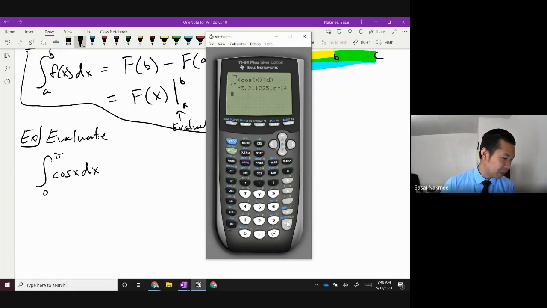Then I press enter, and I get negative 3.2 times e to the negative 14. That means there are like 14 decimal places, so this is a very small number. In fact, it's so small that I believe this is going to equal 0. Remember, your calculator does integrals by estimating, so this one actually doesn't show exactly. I would just do this one by hand and see if it's possible to calculate it itself.